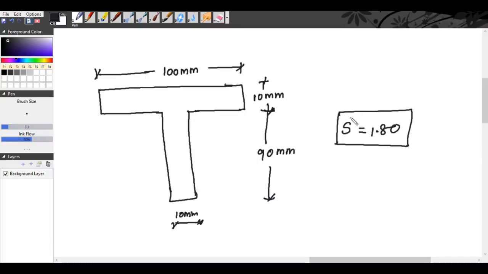So that's all for today. Thank you. In the next class, we will be studying about the plastic hinge. So far what we have studied is the yield moment, plastic moment, yield section modulus, plastic section modulus, and shape factor. Thank you.